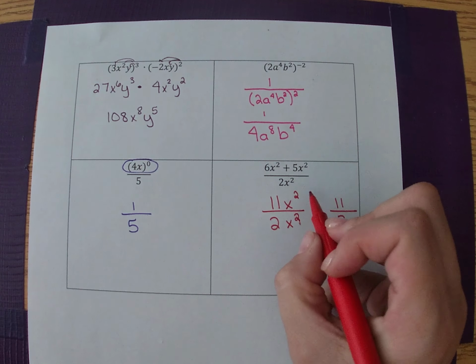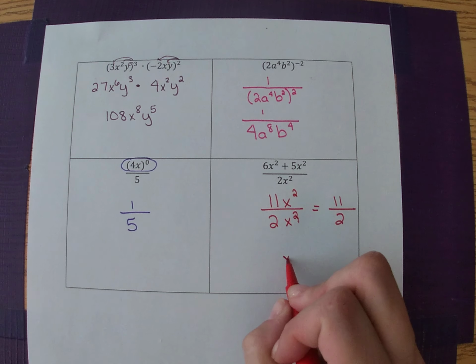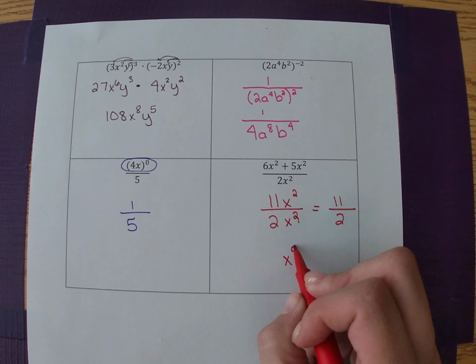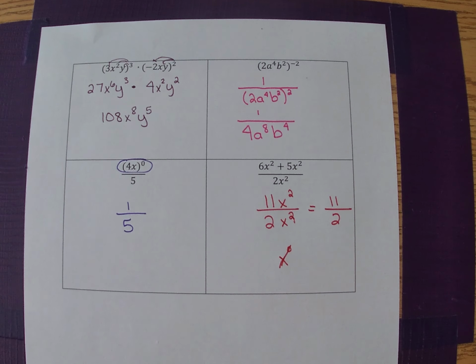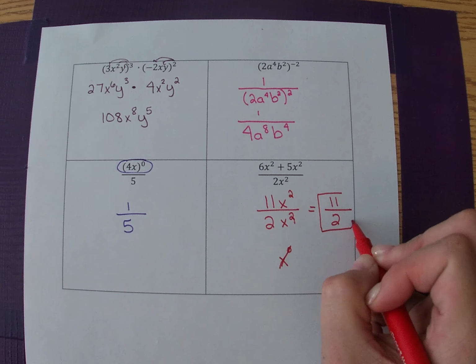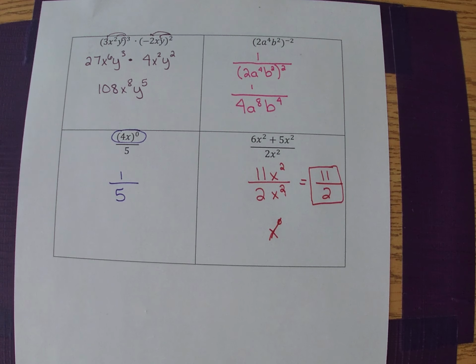Now when I subtract my exponents, 2 minus 2 is 0. So I get x to the 0 power. But I know that x to the 0 power is just like multiplying times 1, so I don't even need to write that down. So my final answer is just 11 over 2.